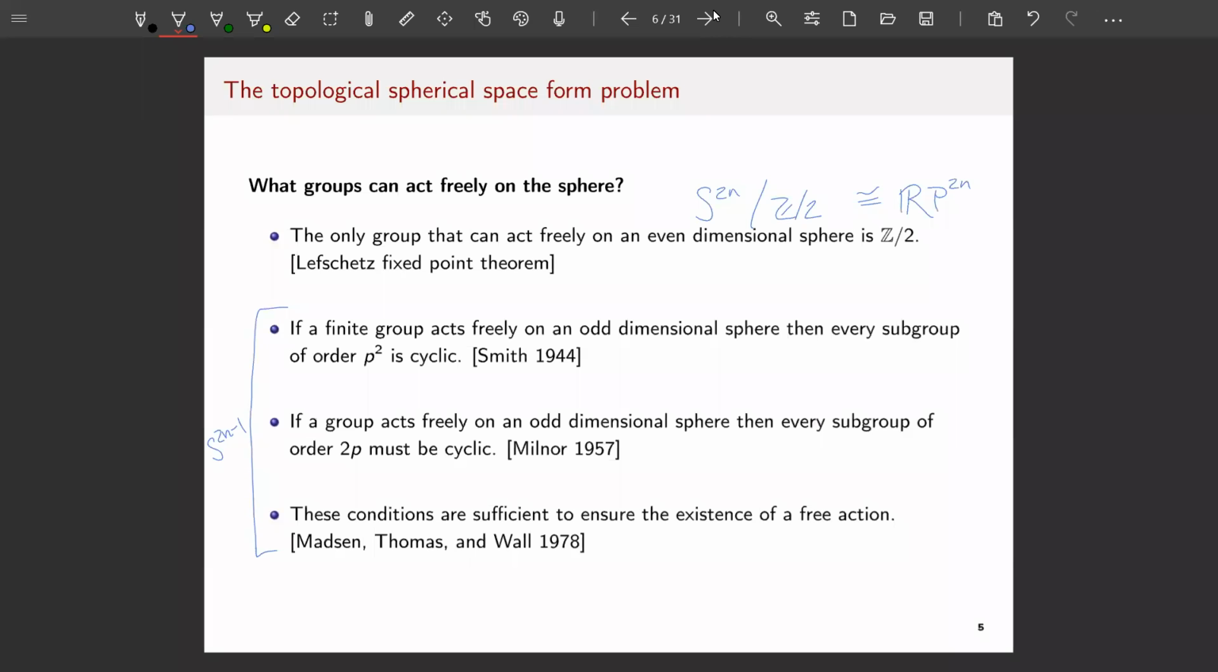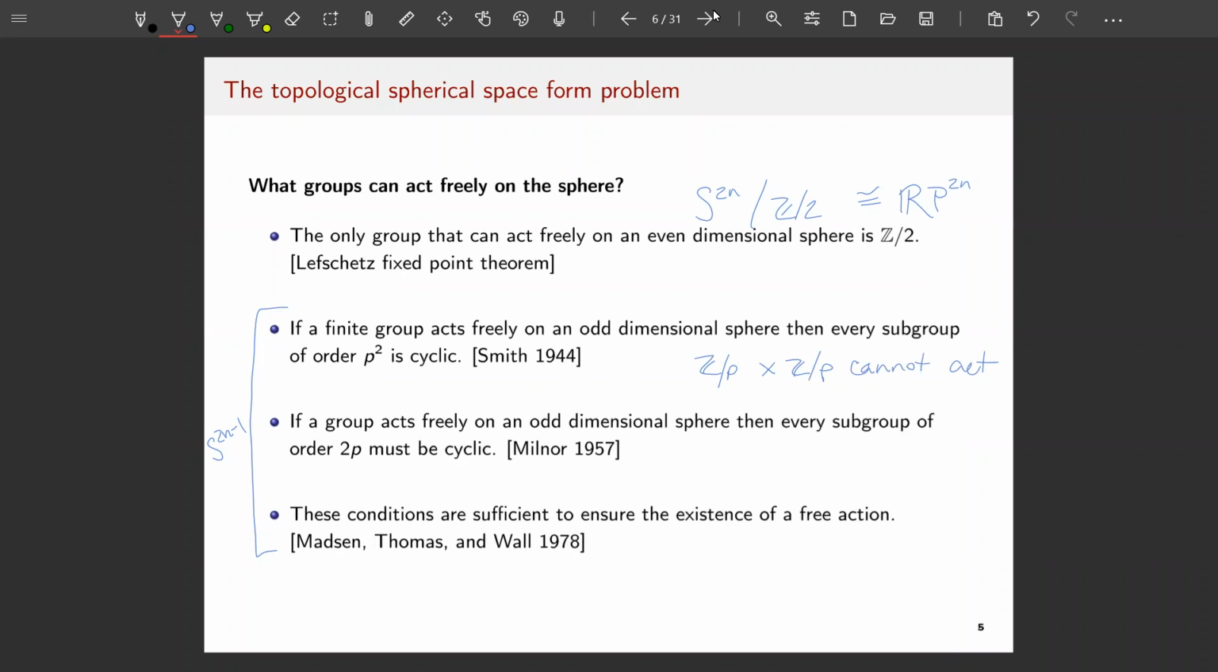There are two conditions, and it turns out they are sufficient for a finite group to act freely on an odd dimensional sphere. There's this one from the 40s from Smith that says every subgroup of order p squared has to be cyclic. This is called the p squared condition. It has to be true for all primes. It ends up being equivalent to finite groups of periodic cohomology. And in particular, it tells us things like Z/p x Z/p cannot act. So we can already rule out things like that. And that'll be important when we shift to products of spheres.